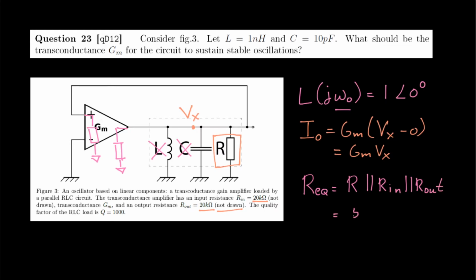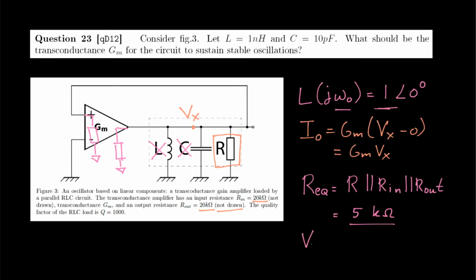And that will give us 5 kilo ohms. R is 10 kilo ohms and both of the input and output resistances are 20 kilo ohms, so we get this value. Now we just have to look at the loop gain. The loop gain tells us that we should get the same voltage as a result of injecting the current into this equivalent load as the voltage that we got. That's implicitly what having a loop gain of 1 actually means.